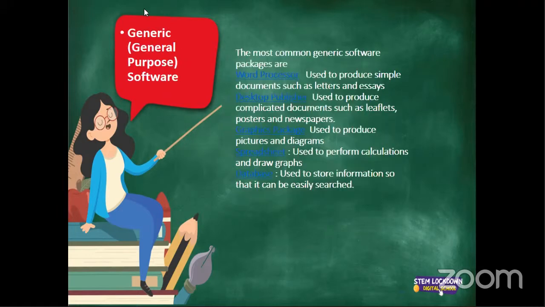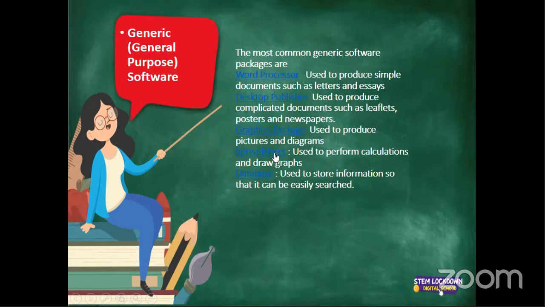Now we've got what is so-called general purpose software. The most common generic software packages are as follows. For example, word processing. These are task-specific programs. In other words, this is our application, like I said. Word processing is used to produce simple documents such as letters and essays. Desktop publishing, like I said, is used to produce complicated documents such as leaflets, posters, and newsletters. It's for the designers. And then we've got the graphic package, used to produce pictures and diagrams. Like we spoke about the Adobe suites yesterday, like Photoshop, Illustrator, InDesign. There are so many that you can talk of.